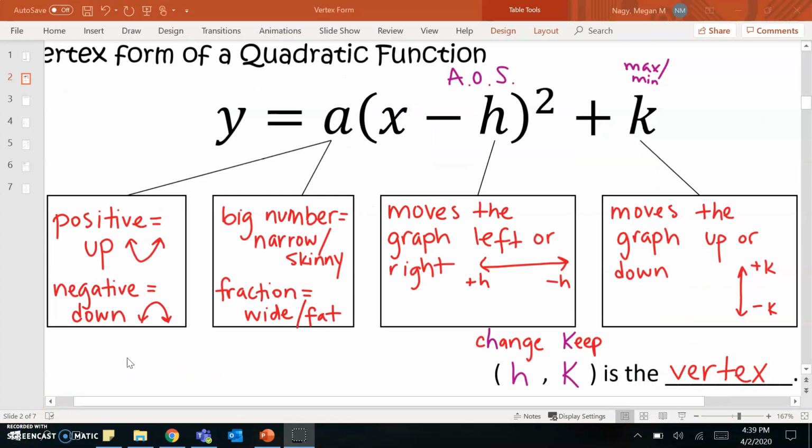So your job for this assignment is that given an equation, you're going to be able to describe what the graph looks like. So based off of A, you'll be able to tell me, is the graph facing up or is it facing down? Based off of H and K, you're going to be able to tell me, is the graph moved to the left or is it moved to the right? Is it moved up or is it moved down?